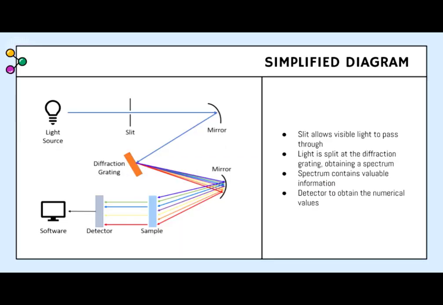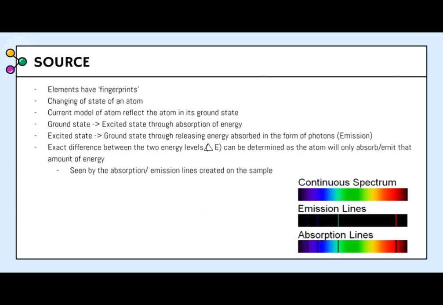The spectroscope is made up of three main parts: a slit, diffraction grating, and a detector. The slit allows visible light to pass through and reach the diffraction grating, where light is split into several colors of varying wavelengths as a spectrum with absorption lines. The sample obtained contains various pieces of information that help to identify the chemicals within the substance. This can be seen with a viewing port, but a detector is required to obtain the accurate numerical wavelengths of the elements, which are usually in nanometers. Now, we will be explaining how the source used works.